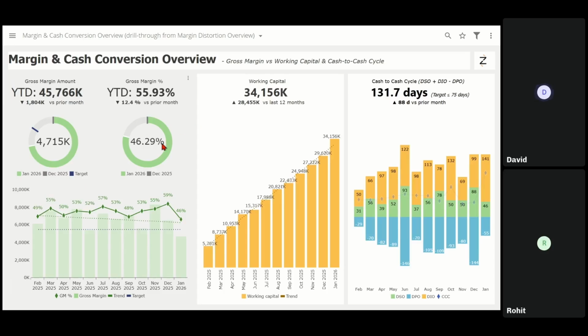So we already analyzed the margin. That's something that we already saw. We saw that it's healthy in terms of amounts. We also saw that it's healthy in terms of percentages.